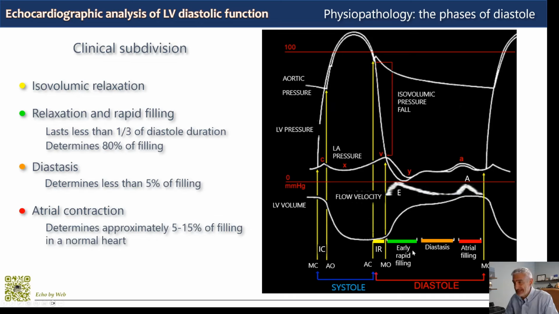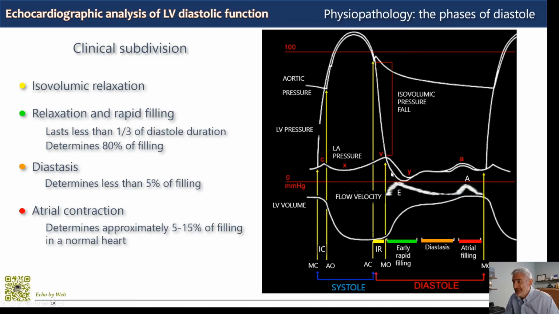Then we have the second phase, early rapid filling, in green in the graph, which begins with mitral valve opening and ends after approximately the first third of diastole, with the end of rapid filling of the ventricle. We must remember that LV relaxation spans the whole isovolumic relaxation and early rapid filling. Here we have the decrease in ventricular pressure. When ventricular pressure decreasing crosses atrial pressure and falls below it, we have mitral valve opening.